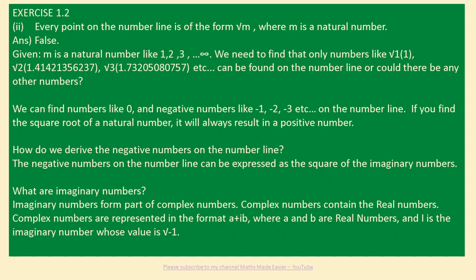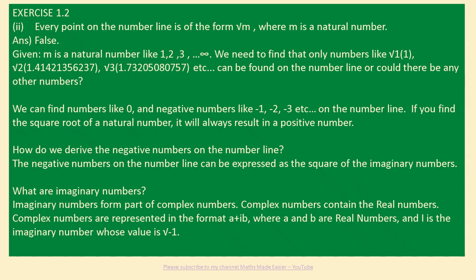How do we derive the negative numbers? The negative numbers on the number line can be expressed as the square of imaginary numbers. Now, what are these imaginary numbers? They are part of yet another classification, complex numbers. Actually, the real numbers come under the complex numbers. The complex numbers are represented in the format a plus ib, where a and b are real numbers. So we can very well understand that real numbers form part of the complex numbers.